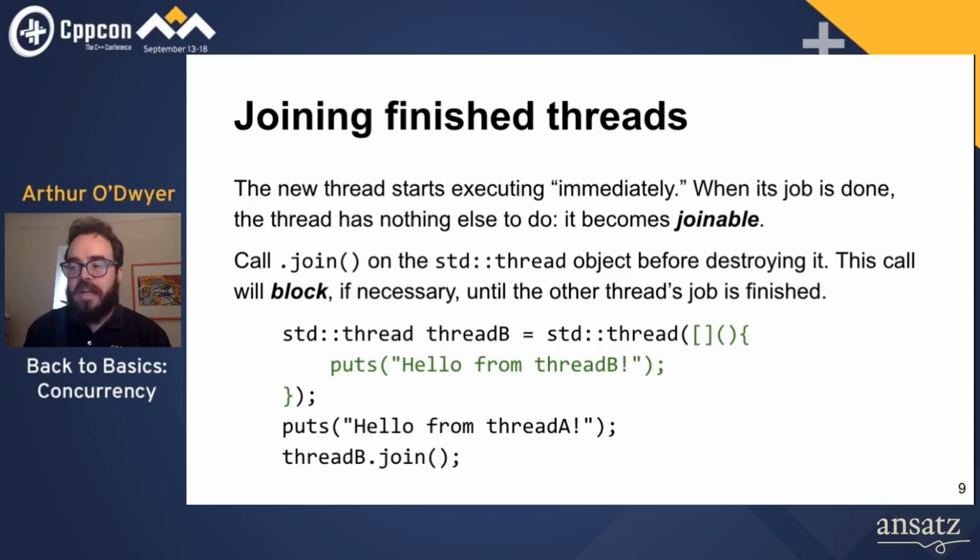So before you destroy any std::thread object, you must call .join on it. And this call will block, if necessary, until the other thread's job is finished. Block here is a synonym for wait. So here, I make a std::thread variable called thread B, and I initialize it with this lambda. By the way, I'm taking this lambda and saying, given this lambda, make me a std::thread object, which I'm going to call thread B. So it has a job, and that job is to print hello from thread B. This immediately starts executing. There's not a way to say, put it off until later.